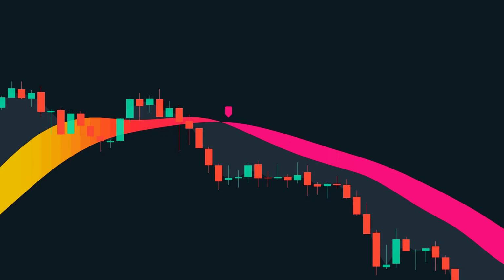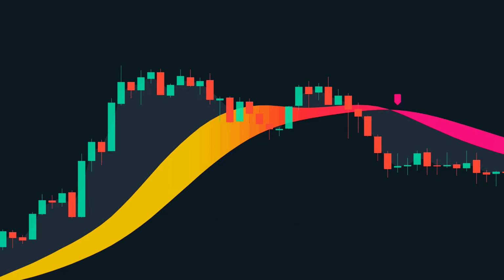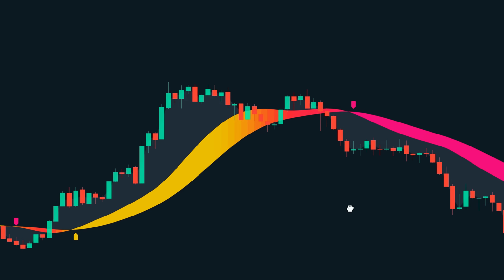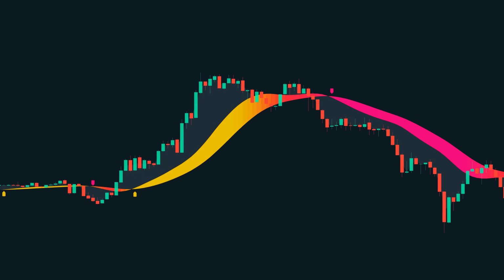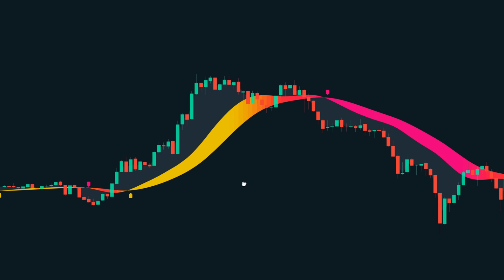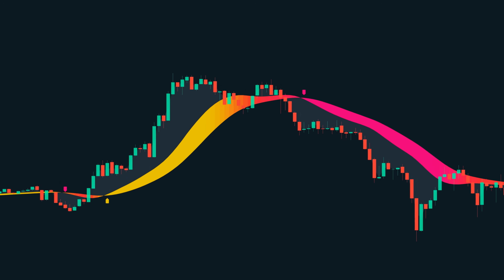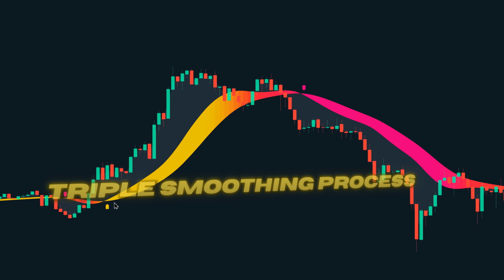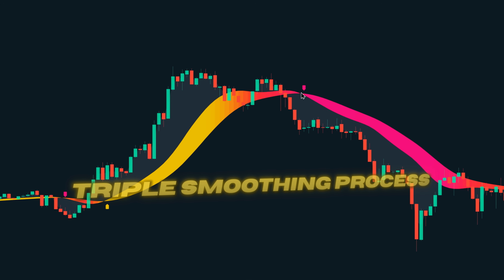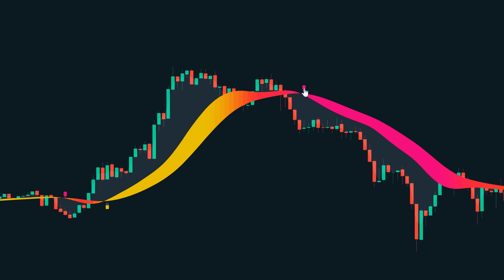You'll also see up and down arrows that pop up during transitions between bullish and bearish trends, clearly marking when the market is changing direction. What makes this indicator really cool is how it works behind the scenes. The triple smooth signals indicator enhances trend detection by applying a triple smoothing process to your selected data source using the moving average type of your choice.